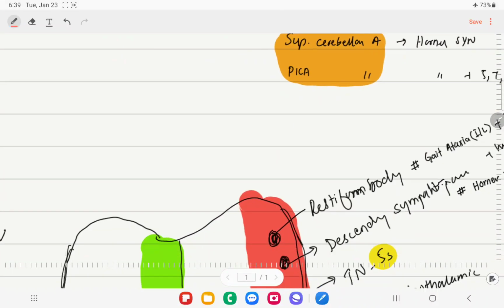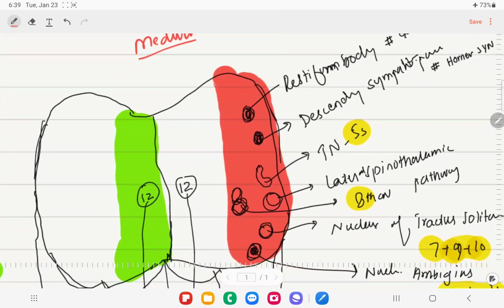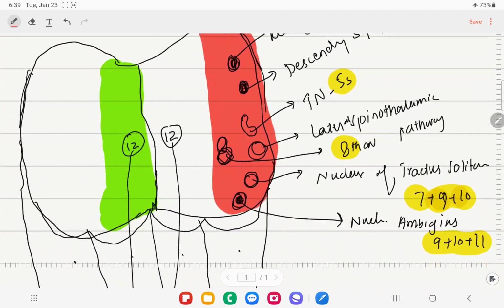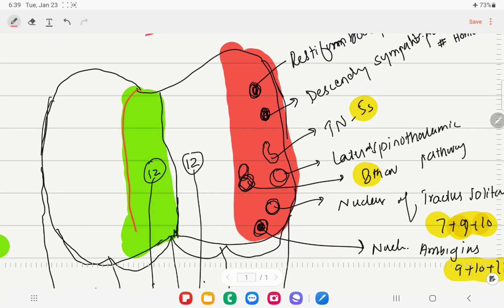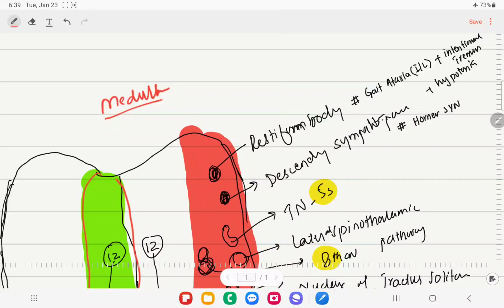So let's talk about syndromes related to the medulla, right? We'll have two syndromes related to the medulla. One is called the medial medullary syndrome, another one is called the lateral medullary syndrome. In the lateral medullary syndrome we'll have various features, right?